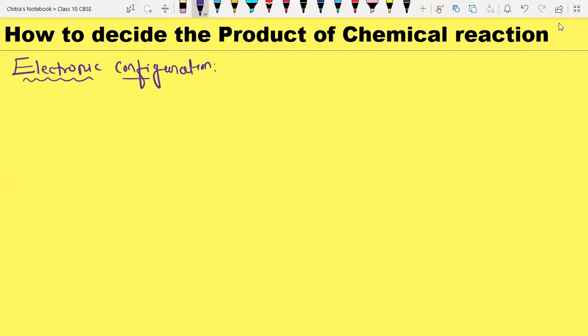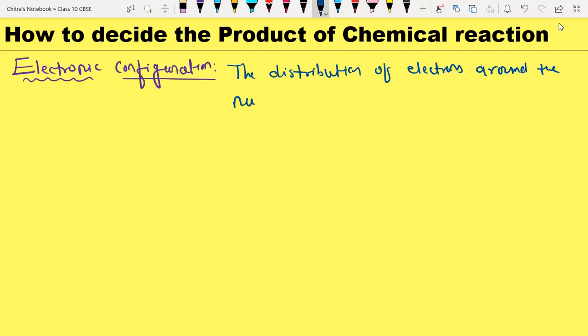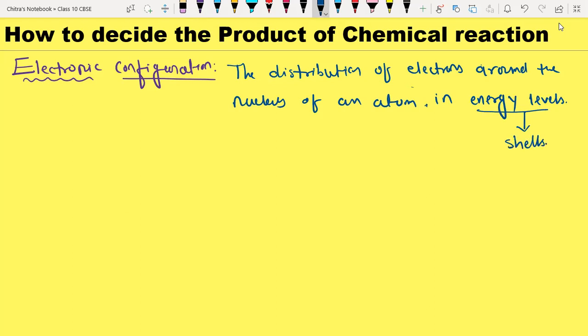Electronic configuration is nothing but the distribution of electrons among its shells or orbitals. The distribution of electrons around the nucleus of an atom in different energy levels. These energy levels are nothing but the shells.